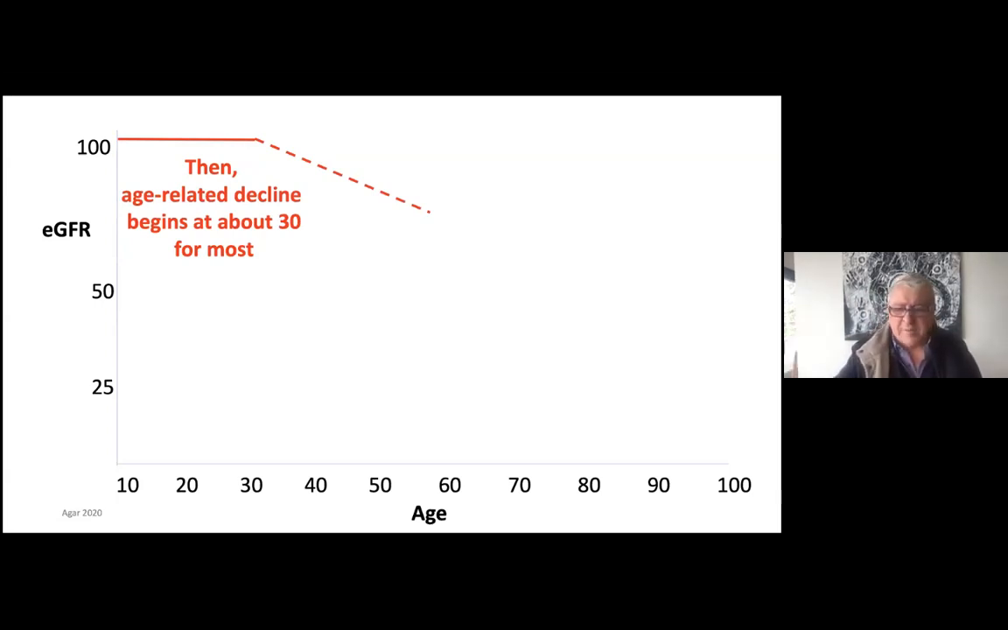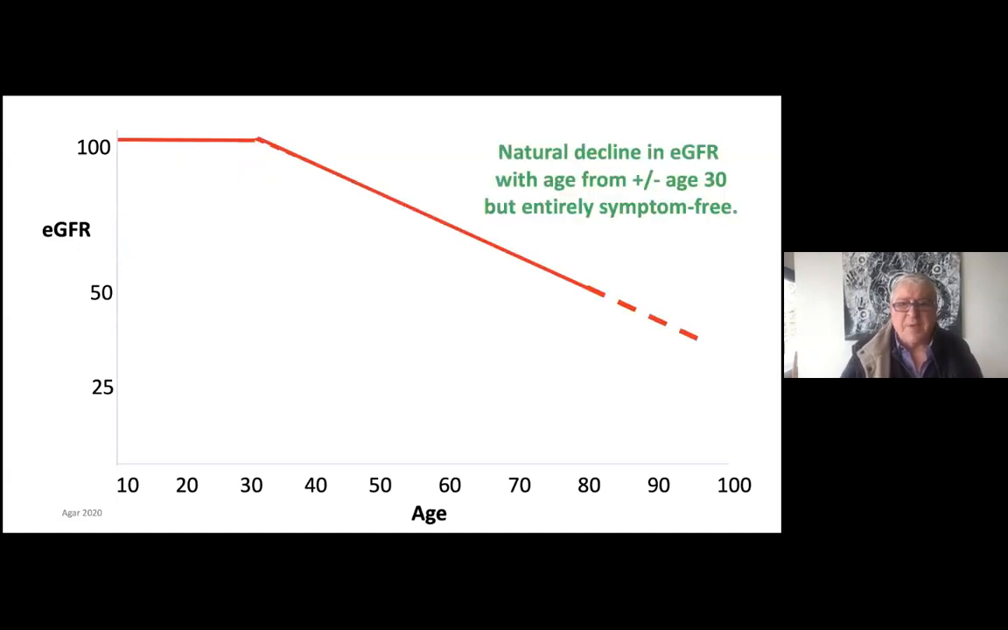So let's say that from about the age of 30, kidney function begins to decline, remember, at about 8 to 10 points per decade ongoing, with a natural decline in eGFR from the age of 30 to perhaps following roughly this line over the next few decades of life. This, of course, will be entirely symptom-free. Or if you have symptoms, those symptoms are not due to your declining kidney function. You may have symptoms that mimic those of kidney disease, but they will be due to something else.